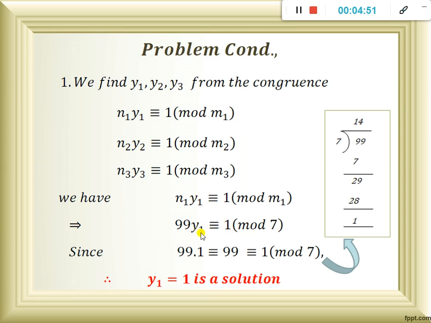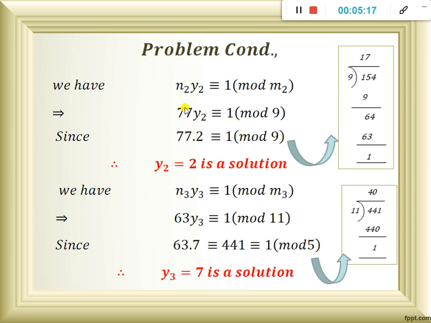So we have to replace the value accordingly. For example, replace y1 equal to 1, you will get 99 as the value. Divide that 99 by 7. If we get 1 as the remainder, we can declare this 1 is the solution of y1. If we don't get it, we move on to another value. Fortunately, the first value itself gave 1 as the remainder.